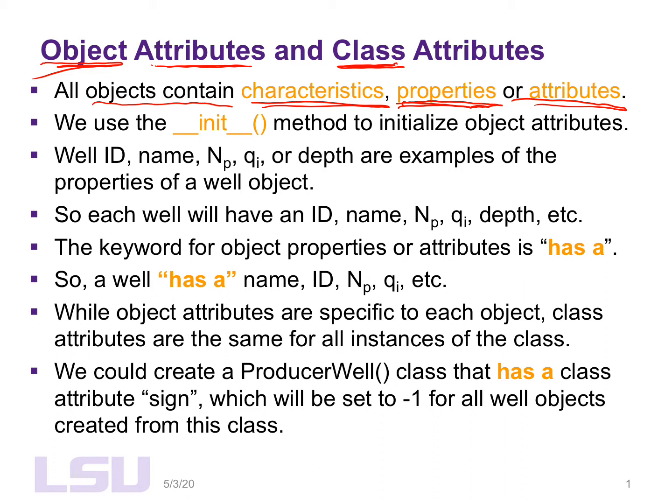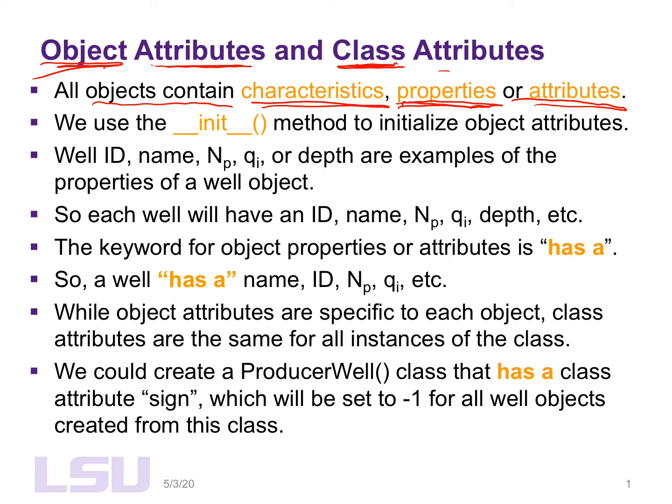Classes, which are different from objects, are the blueprints for creating objects. They can also have attributes. And you will see when we go into the programming part that class attributes are different from object attributes. Class attributes are defined like variables within a class.